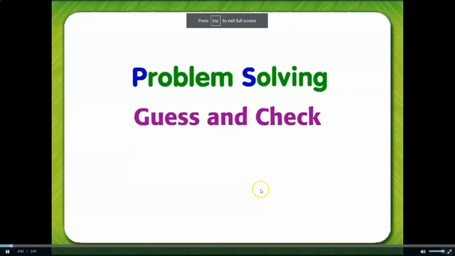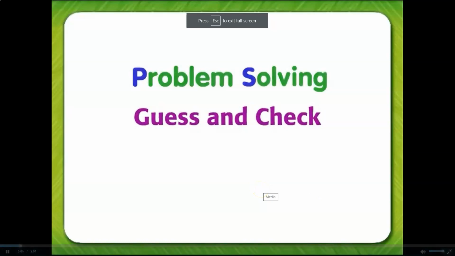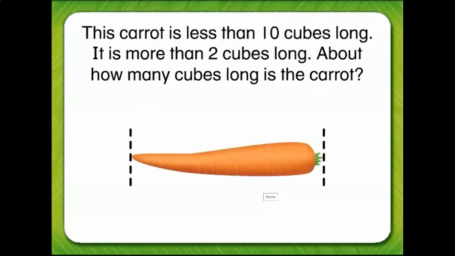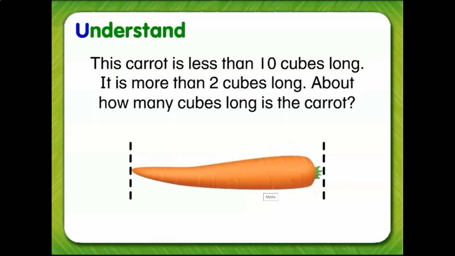Problem solving. Guess and check. This carrot is less than 10 cubes long. It is more than 2 cubes long. About how many cubes long is the carrot? First, we need to understand the problem. What do I know? The carrot is less than 10 cubes long, but more than 2 cubes long. What do we need to find? About how many cubes long is the carrot?